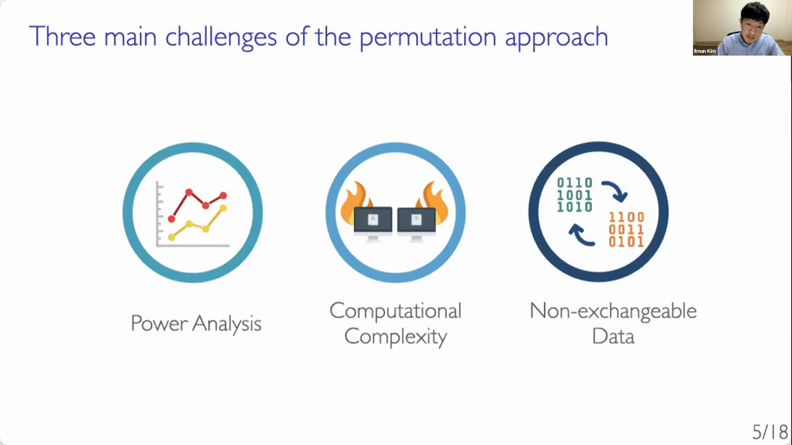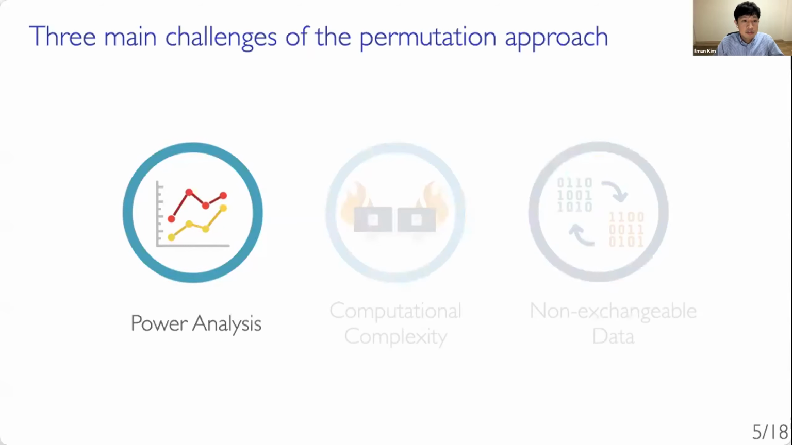And the last challenge that I want to mention is the exchangeability assumption. As I said before, the universal validity of the permutation test heavily relies on the assumption that the data are exchangeable, at least under the null. However, in some cases, we cannot make such an assumption. And so studying the robustness of the permutation test to non-exchangeability has been an active research topic. Okay, so I believe these are all important issues, but in today's talk, I will focus on the first challenge and present some results regarding the power aspects of the permutation test.